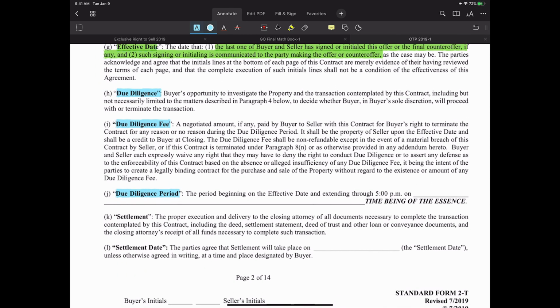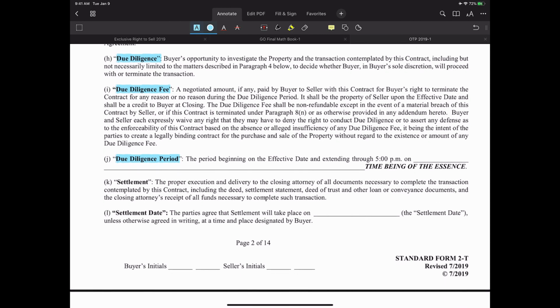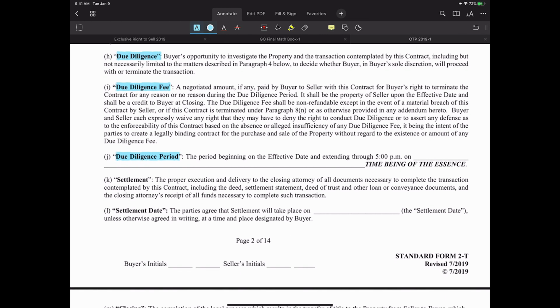Okay, well, notice in the first part there, it just simply describes what due diligence is, and for simplicity's sake, let's just simply say that it is the buyer's right to do investigations on the property, or not, for that matter. They can choose not to. Yeah, it's their choice, right?